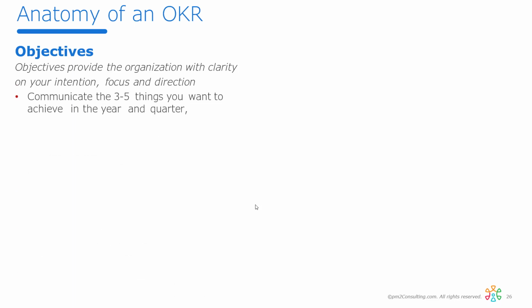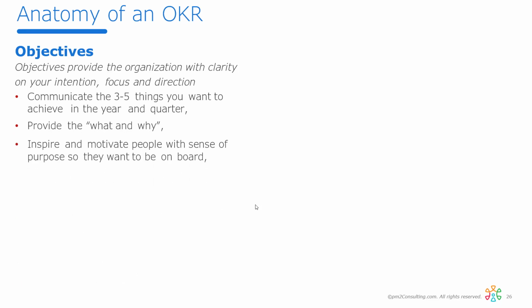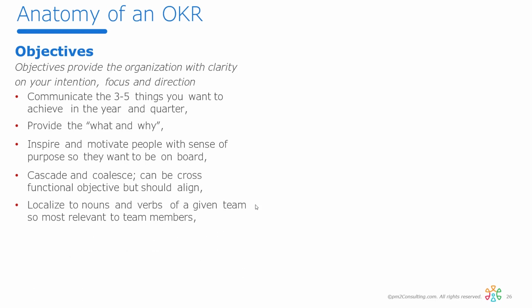They communicate the 3 to 5 things that your team or your department need to do this year and this quarter. They answer the questions of what and why. Why is it we need to get a 3-minute response time on our helpline calls? We need to get people inspired with a sense of purpose so that they want to get on board with this goal. We need to understand how this cascades up and down and coalesces across the organization so that we get everyone aligned and working in the same direction.